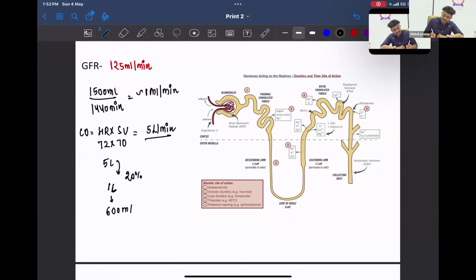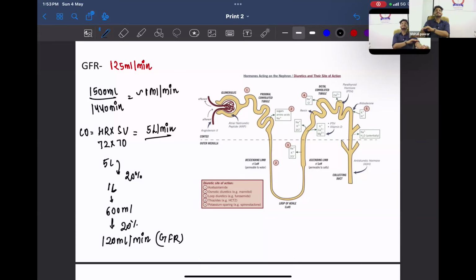Out of that 600 ml of plasma, 20% is going to get filtered, and this is going to come out somewhere around 120 ml per minute. And this is what is known as GFR. Think like that. This is a normal story.